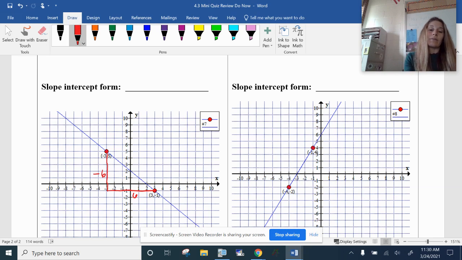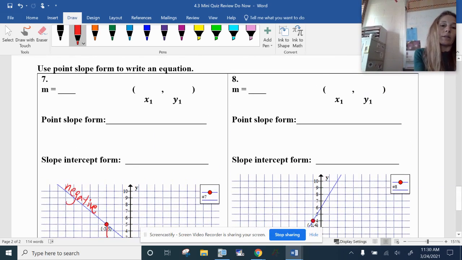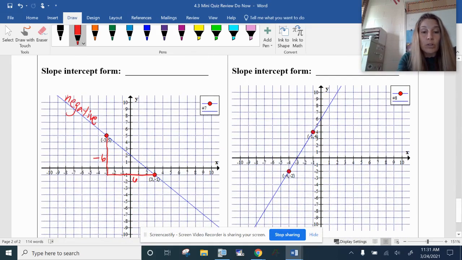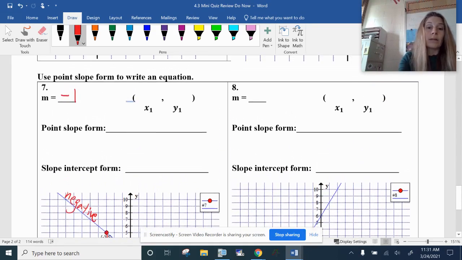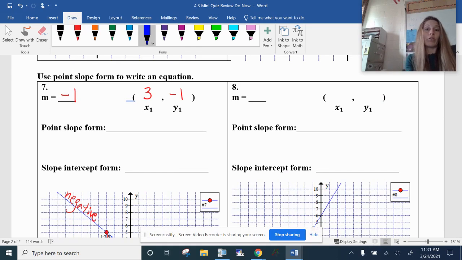I wrote negative 6 over 6 because looking at this line, since it's kind of going downward, I know it's going to have a negative slope. So negative 6 over 6 is going to simplify to negative 1. Now, as far as which point you're going to use, that's really up to you. So I'm going to choose 3, negative 1, but it doesn't matter which one you pick. So you could do this again with the other point, and that would be correct as well.